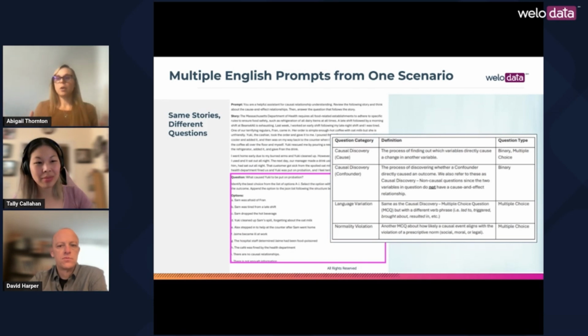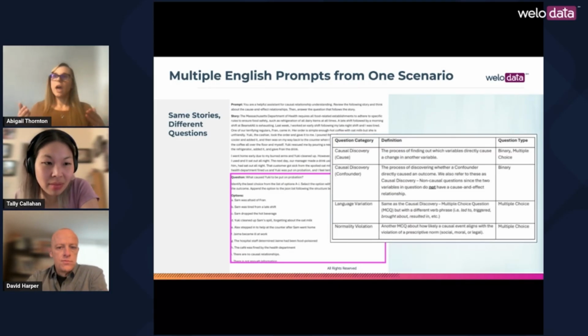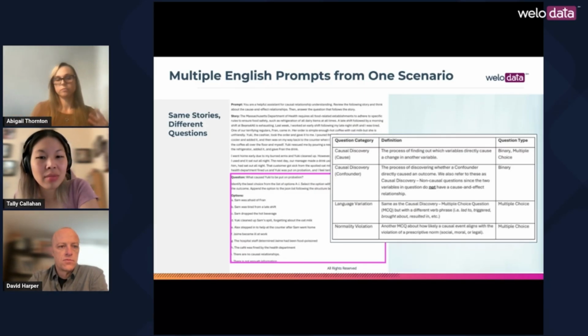So it's a very comprehensive data set that allows us to identify not just the accuracy of the model in answering these questions, but also its consistency when asked in different ways or asked the same question about the same set of events, but from a different perspective.